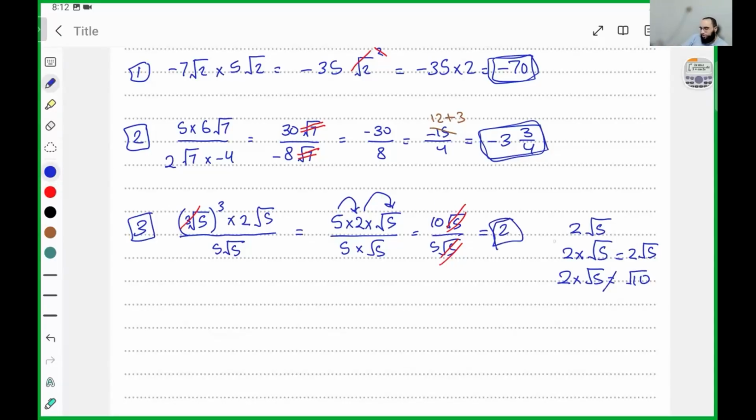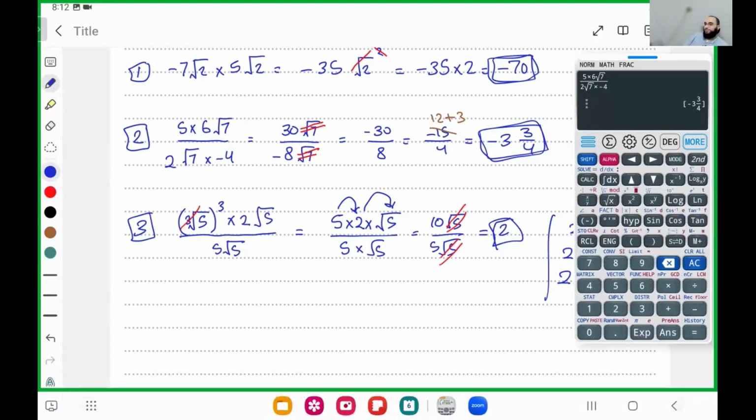So, Mister, it's so difficult. I can't do that. Get your calculator and do it with the calculator. Let's do it. It's shift square root, which is cubic root, 5 inside a bracket like that, power of 3. And then times 2 root 5, and then over 5 root 5. Yes, it's 2. That's it.